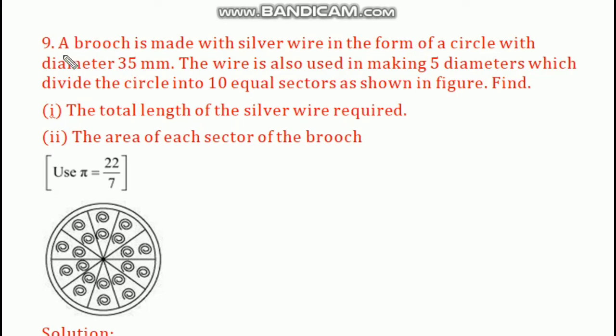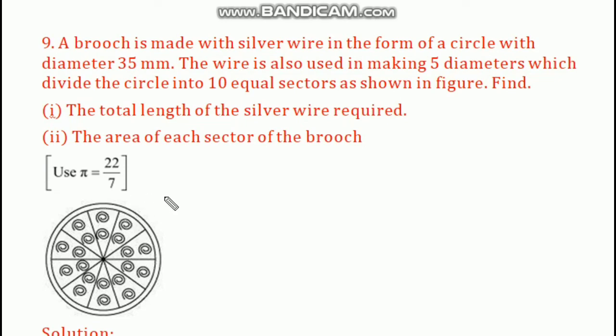Okay, students, let's discuss exercise 12.2, ninth Roman. A brooch is made with silver wire in the form of a circle with diameter 35 millimeter. The wire is also used in making 5 diameters which divide the circle into 10 equal sectors as shown in the figure. Find the total length of the silver wire required, and the area of each sector of the brooch. So first here we need to find out the required length of silver wire.